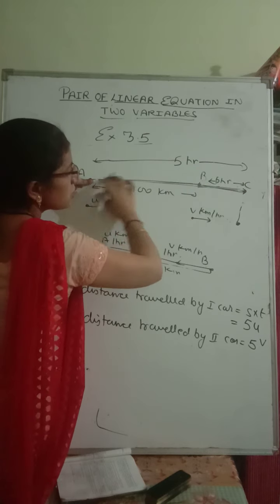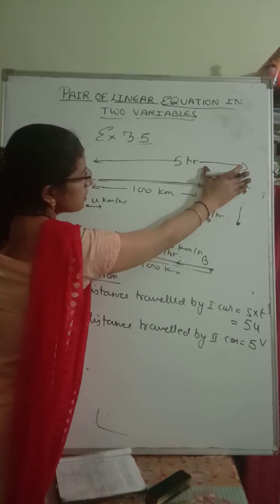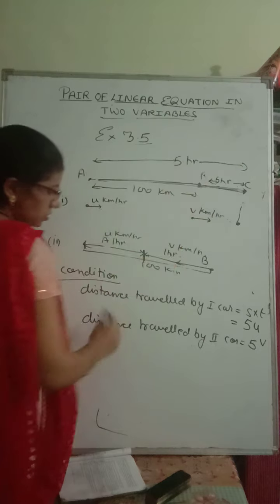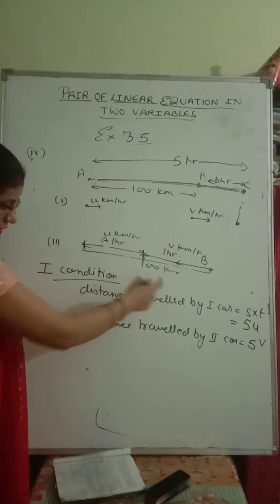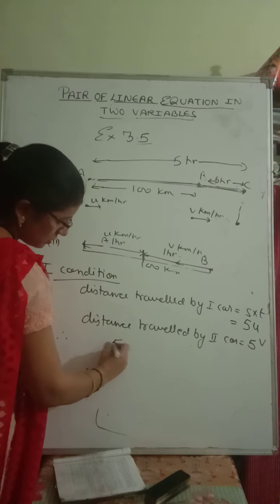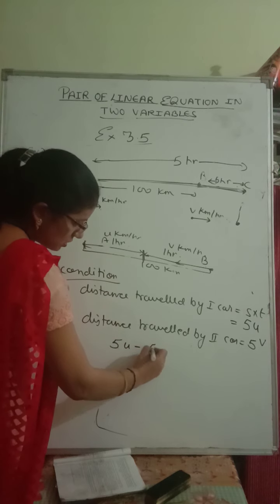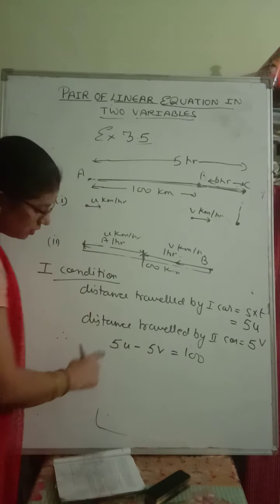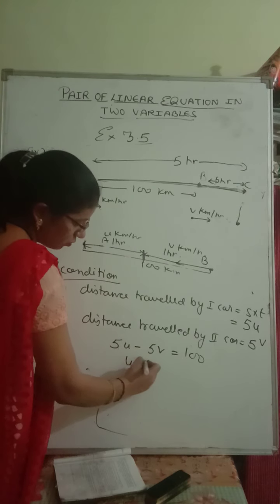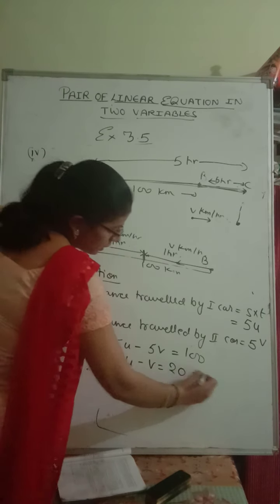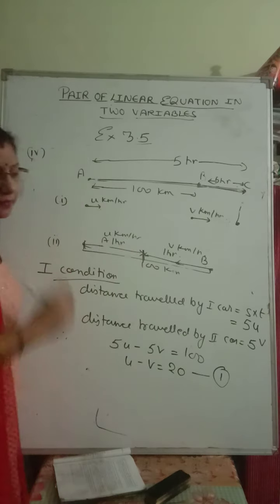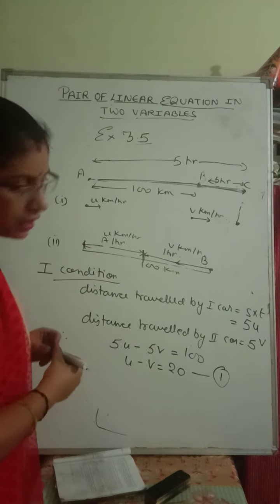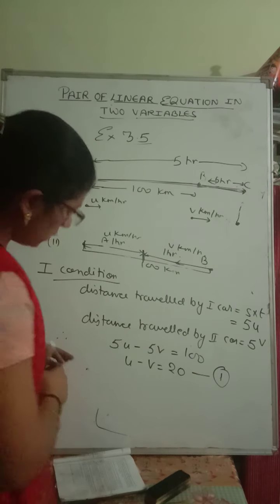This means if I subtract the second distance from the first distance, 100 kilometers is left. So the distance traveled by the first car minus the distance traveled by the second car, how much will be left, 100, divided by 5, u minus v is equal to 20. This will be equation 1 for the first condition. Okay, revise it again if you want to see that.